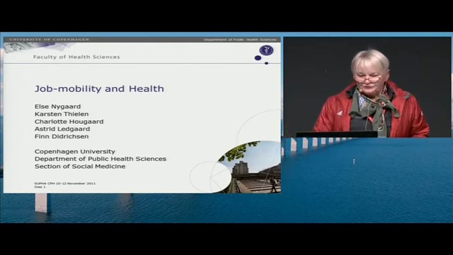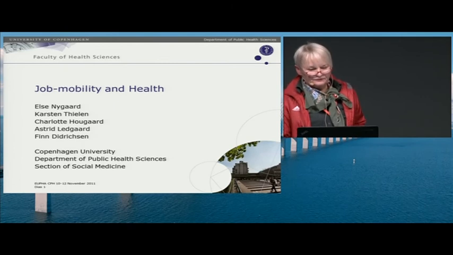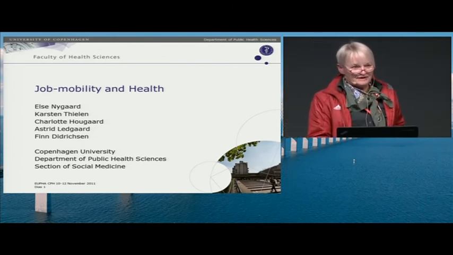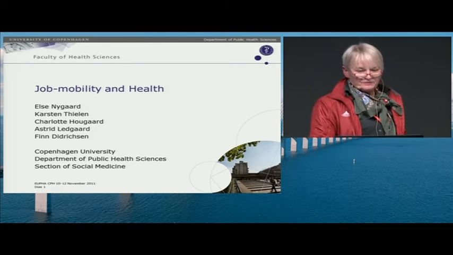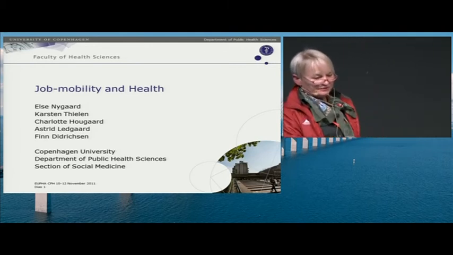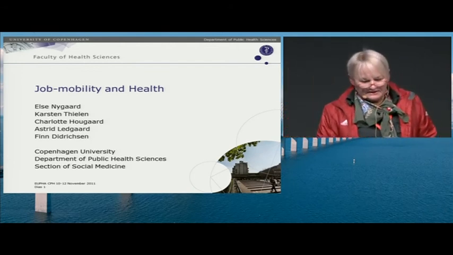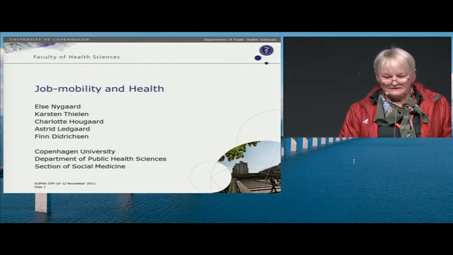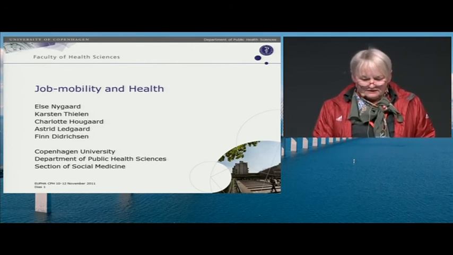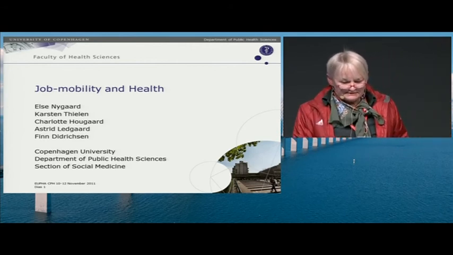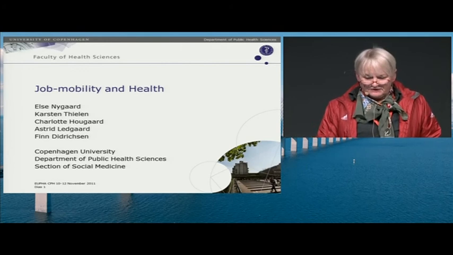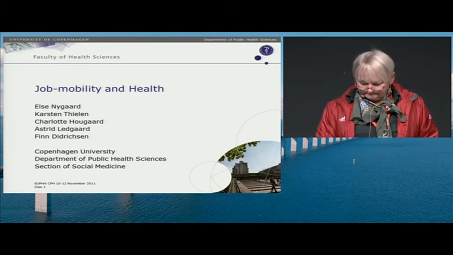This is a group who's working on these labor market questions, and specifically on the question of job mobility and health. The group comprises Carsten Thielen, Charlotte Hovgaard, Astrid Lidegaard, Finn Didriksen, and myself. And we are from the section of Social Medicine, Department of Public Health Sciences.